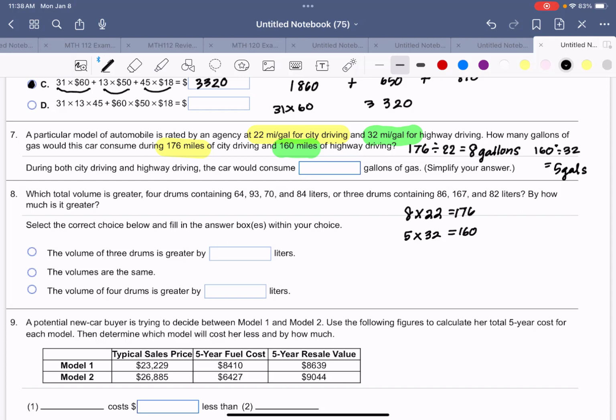Now that we know we need 8 gallons and 5 gallons, we will add the 8 plus the 5, and we'll get 13 gallons. During both city driving and highway driving, the car would consume 13 gallons of gas.